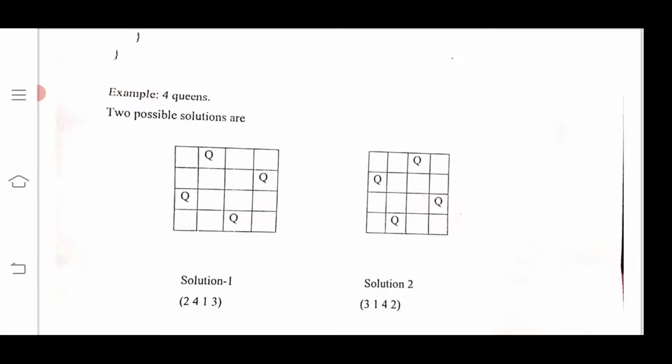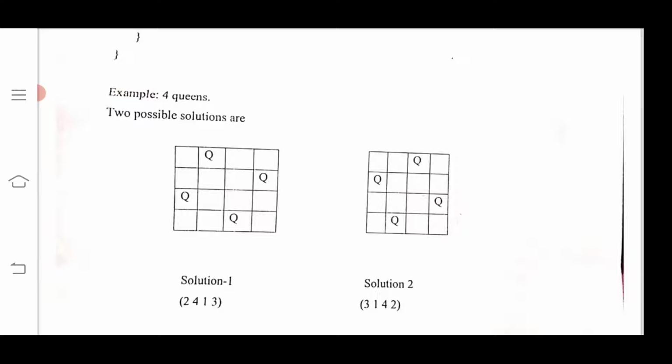Now look at the solution vector here: second row, fourth row, first row, third row. No queen attacks any other. The main aim of the n queen problem is to place queens in an n by n matrix in such a way that no 2 queens attack each other. No 2 queens should be in the same row, same column, or same diagonal.